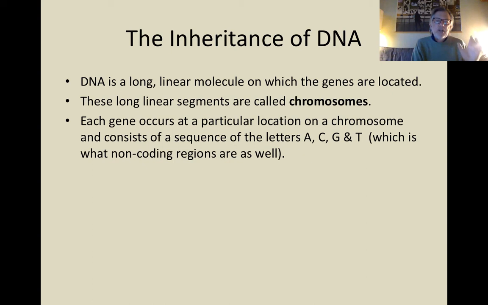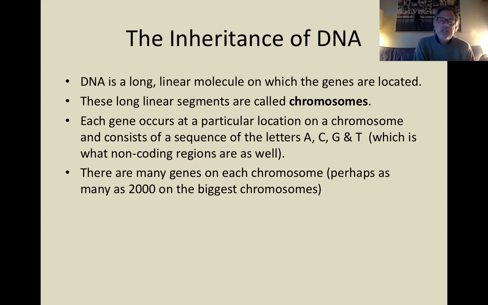Each gene occurs at a particular location on a chromosome, and it consists simply of a sequence of the bases A, C, G, and T. And that, in fact, is what the entire molecule of DNA consists of. But the coding regions are just a sequence of A, C, G, and T. So one of the things we're going to want to learn eventually is how do those A's, G's, C's, and T's carry information? And we'll get onto that soon.